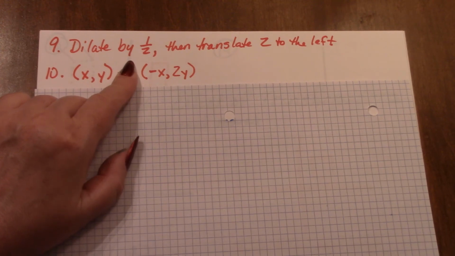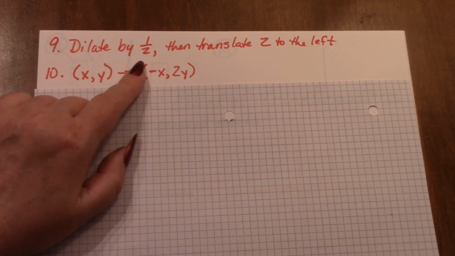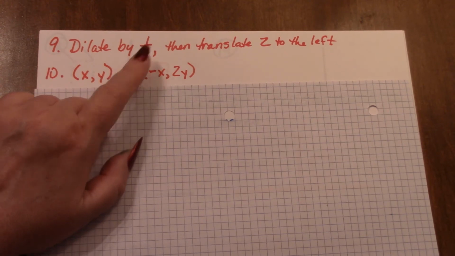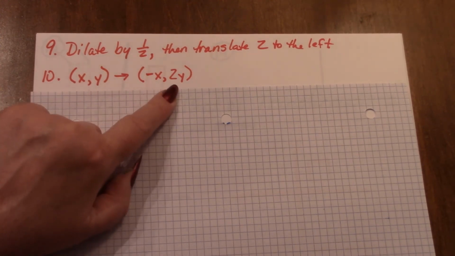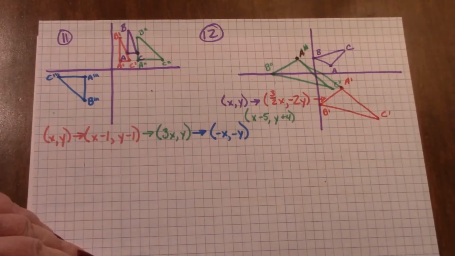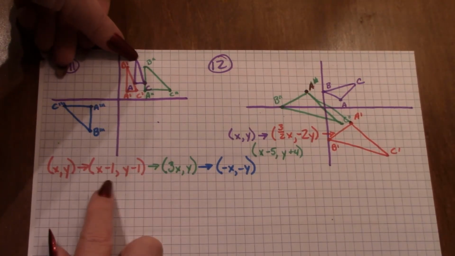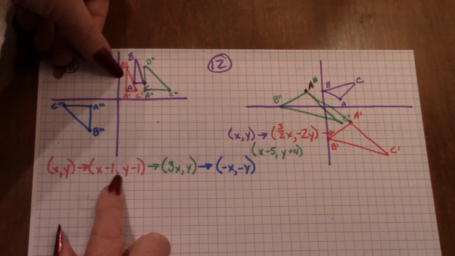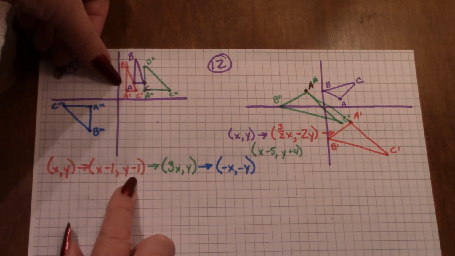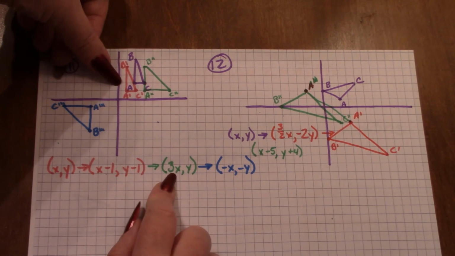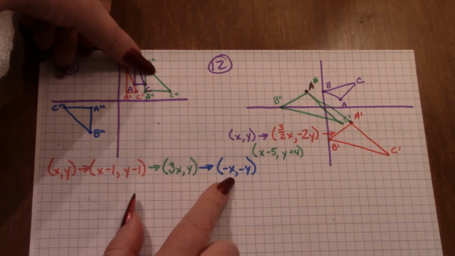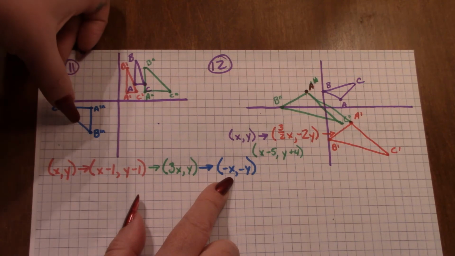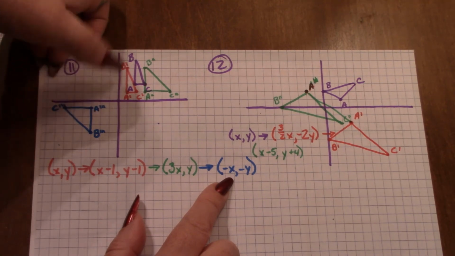For number 9, you can dilate by 1/2 and then translate 2 to the left, because this is the opposite of 2. And for 10, the coordinate notation goes from (x, y) to (-x, 2y). For number 11, you're going to start on the purple. You're going to subtract 1 for each, which slides it down to the red. You're going to dilate the x's, which makes it wider but not taller, and that's the green. And then you're going to rotate it 180 degrees around the origin, which gives you the blue.